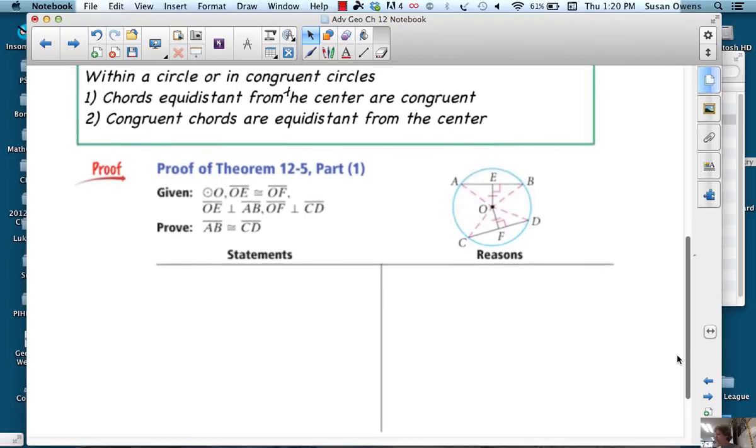So notice what we're given, and notice that we are given perpendicular distances. We're given circle O, and we're given OE is congruent to OF. So the distances are congruent. We're also given that they're perpendicular. That's going to be important so that we can measure perpendicular. And then we want to prove that the chords are congruent: AB is congruent to CD.